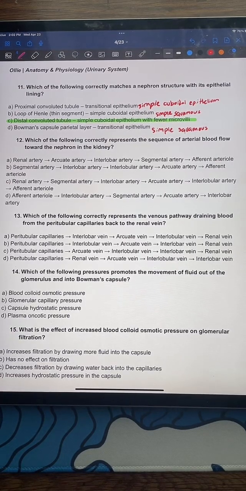All good there? Transitional is pretty much only really seen in like the bladder for the most part. That's typically where it's kind of seen.